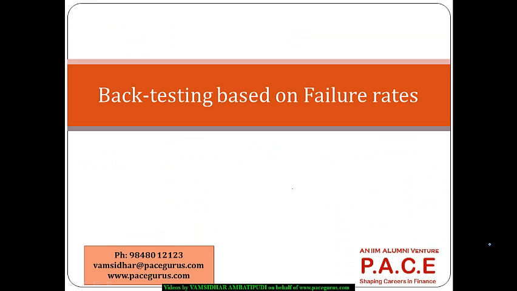Now let's look at how I really do the backtesting based on the failure rates. There are different models where I can do the backtesting. One is using the failure rates. Then there are a few ways of doing the backtesting using the Basel rules. Basel has specified a set of rules which can very well be used for backtesting, and I can even rely on a conditional coverage kind of model. So right now we will look at the failure rate model for understanding the backtesting of value at risk.